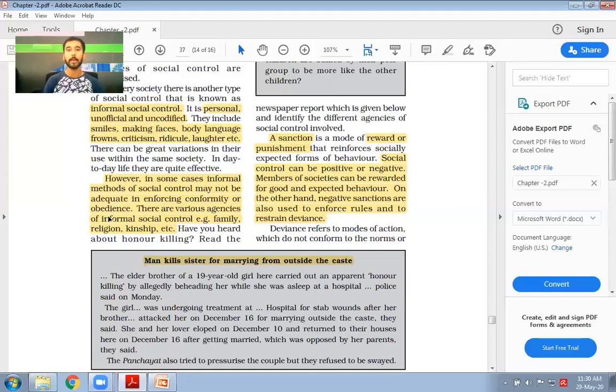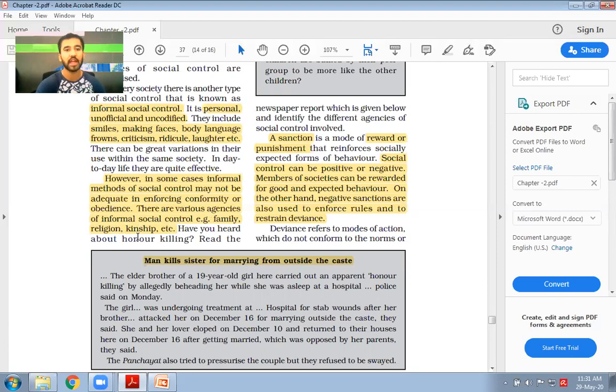So somewhere what we need to understand here is that sometimes we have to go with formal social control. Okay, so somewhere there are various agencies of informal social control. Obviously family, religion, kinship. Religion tells us certain things that we have to follow, and that comes under informal social control. And family as well, right?